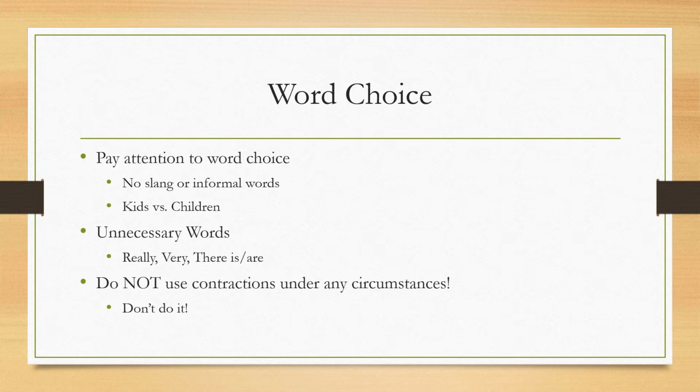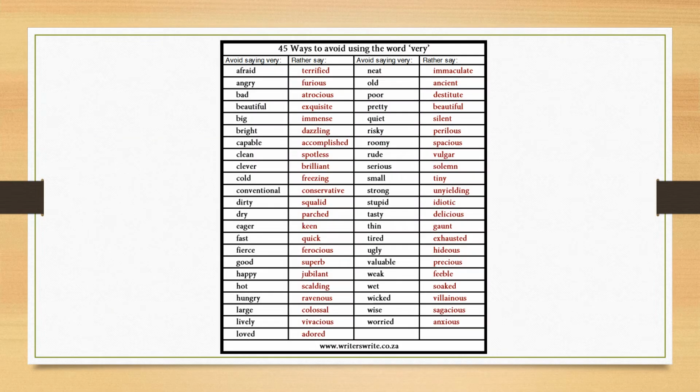Also, do not use contractions under any circumstances, so don't do it. Contractions are considered very informal and don't have a place in formal writing. So make sure that whenever you guys are editing your papers, you're going through and editing out all of the contractions. When we talked about unnecessary words, very is one of those words that again is unnecessary, and there's always a better or a stronger way to say this. So when we talk about this, here are some examples of how to say certain words without using the word very, and it just makes your sentence a lot stronger and a lot more clear.